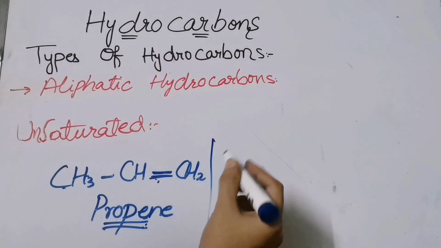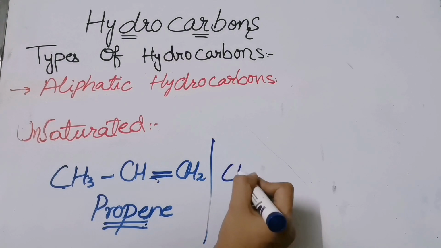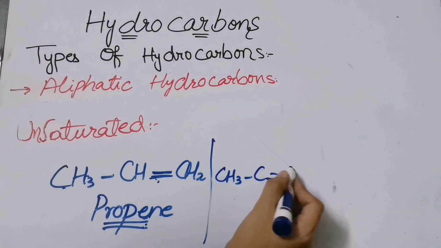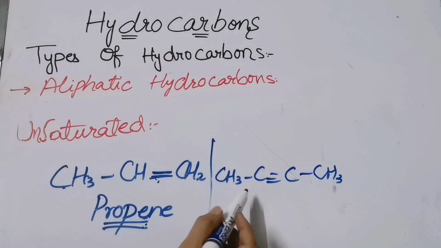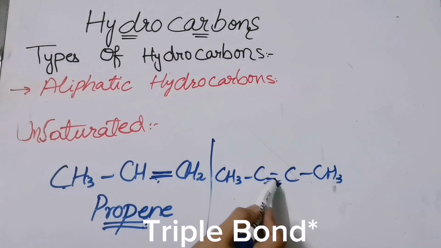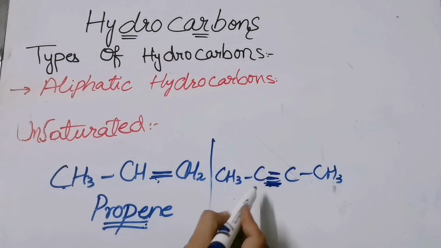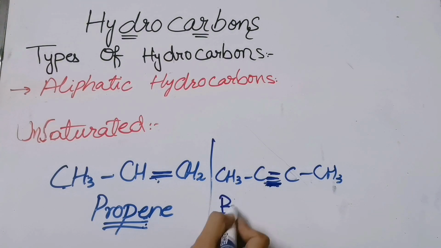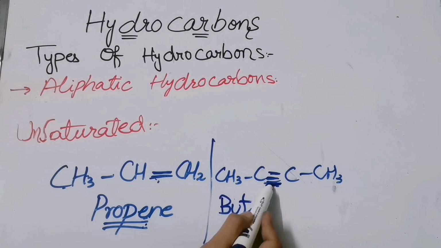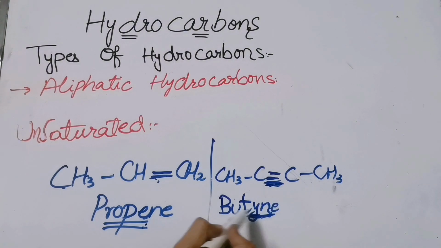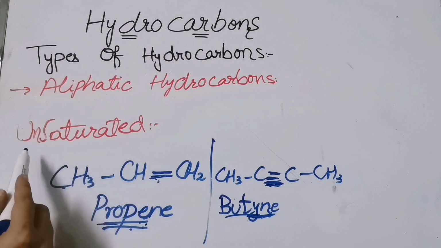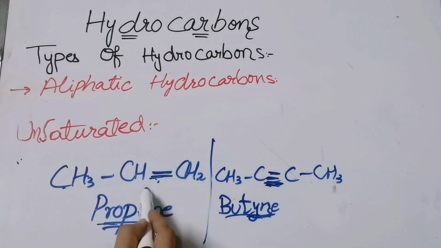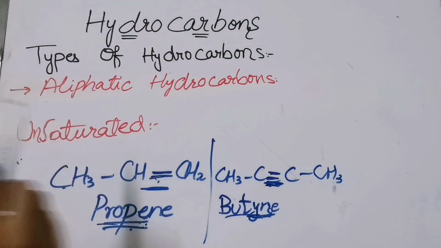Now let us see for the triple bond. Now see over here, in this case we are having, and how many carbons are there? 4. So we will write but and we are having triple bond. So for alkyne we use yne. So it will be butyne, and here we used ene, so it is propene. So unsaturated hydrocarbons are those hydrocarbons which contain double or triple bonds.